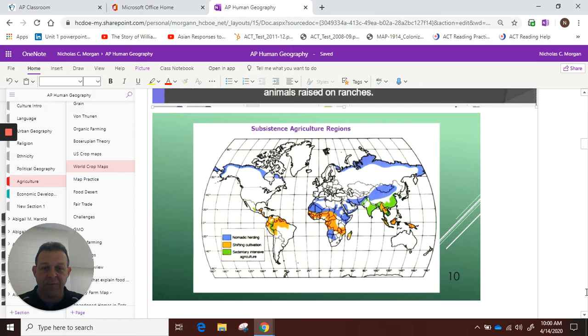Don't forget these maps from last week. Subsistence agriculture in your LDCs, less developed countries. And then MDCs are your commercial agriculture.